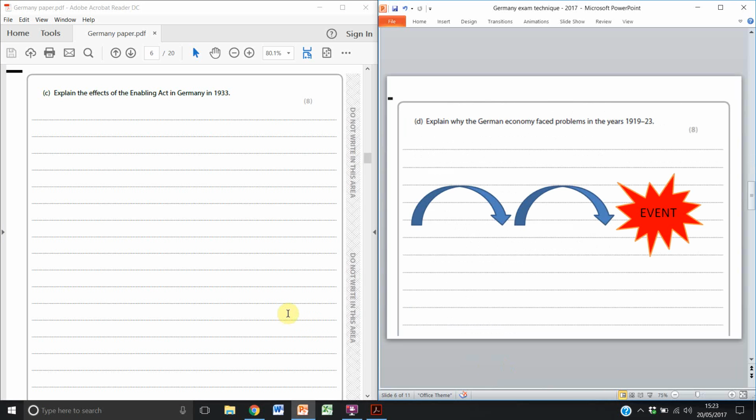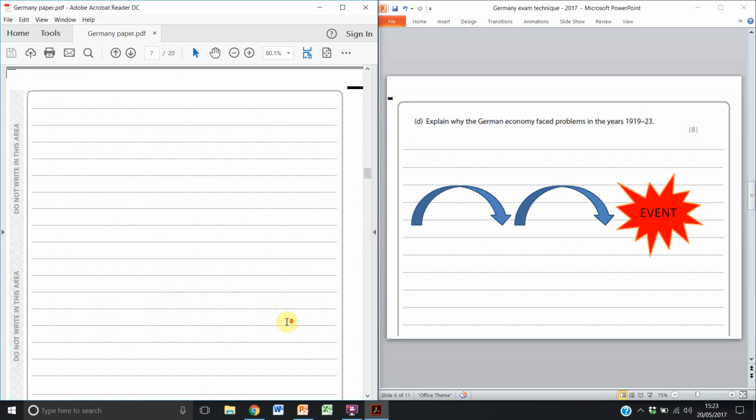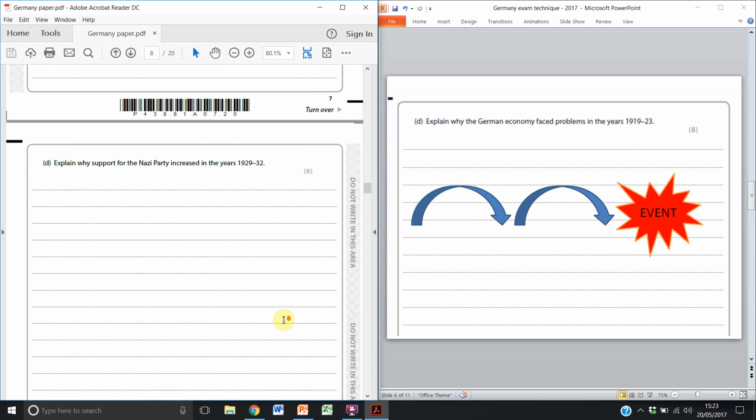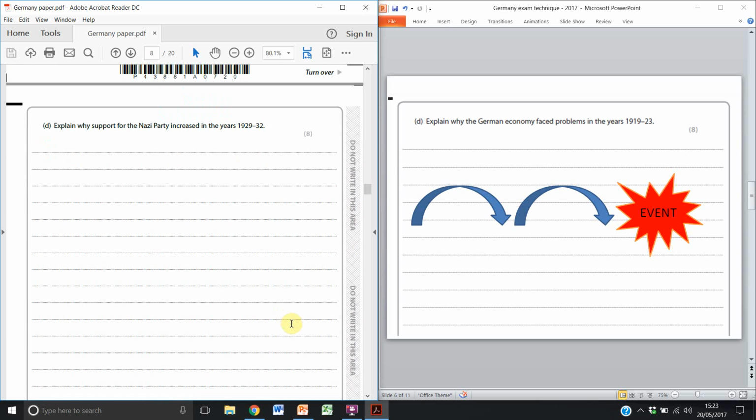Question 1D is also worth 8 marks, but this time it's kind of the opposite way round. Question 1C was taking an event and then asking you to talk about the consequences of that event. Question 1D is actually, again, taking an event, but it's actually asking you to explain what led to that thing happening. Okay, so the causes rather than the consequences of the event.